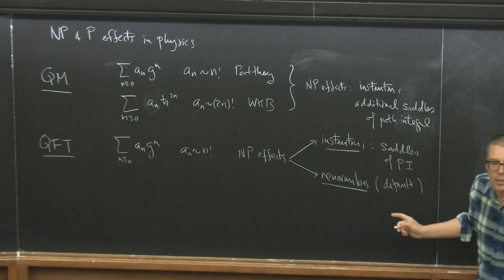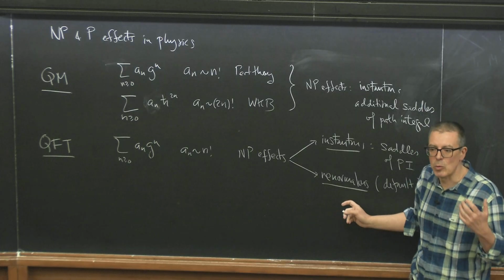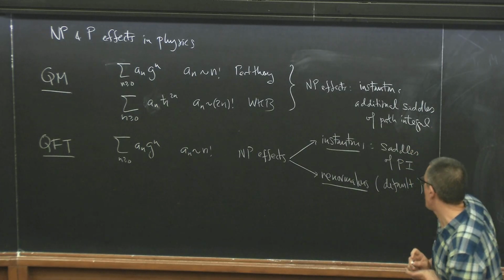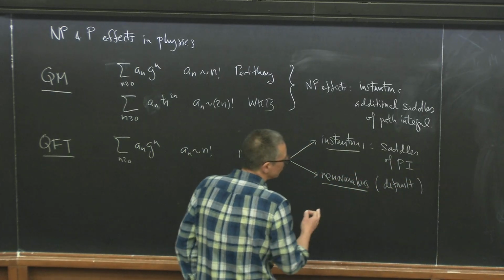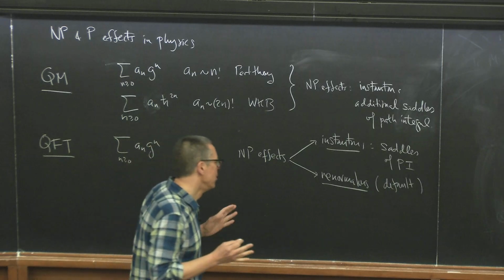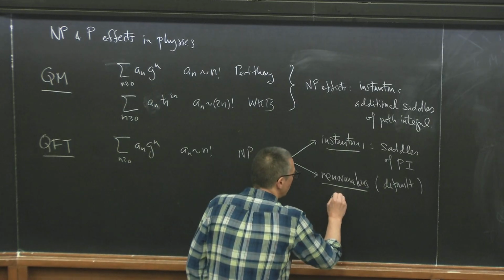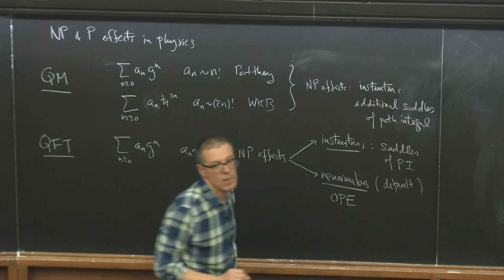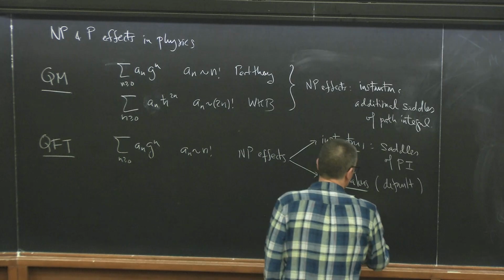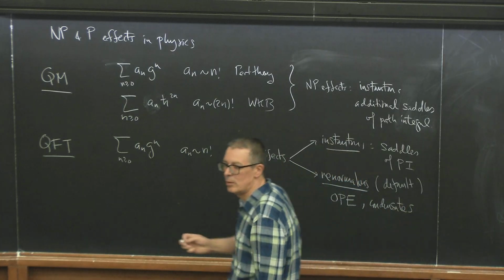So the default case, when I say the default, means that if you give me, say, Yang-Mills theory or your favorite asymptotically free quantum field theories, the non-perturbative effects will actually be dominated by renormalons, not by instantons. Now, renormalons do not really have a simple description. There have been proposals, but these are, at the moment, just proposals. But in some cases, they are related to the OPE, the operator product expansion, and to what are called condensates. So these are actually non-perturbative effects with no saddle point description.